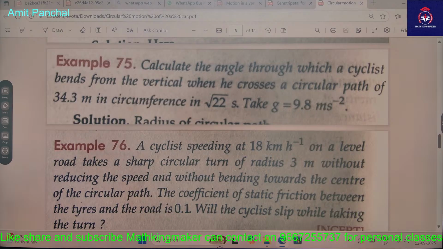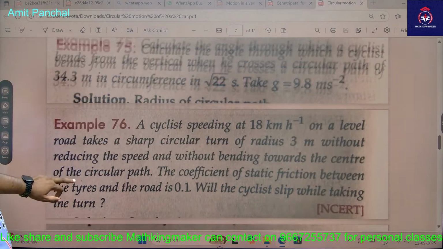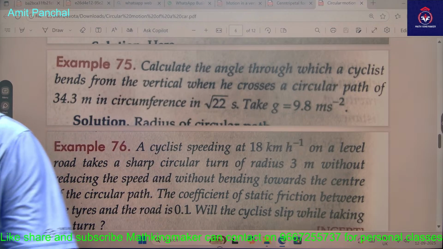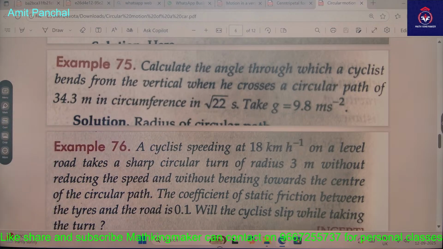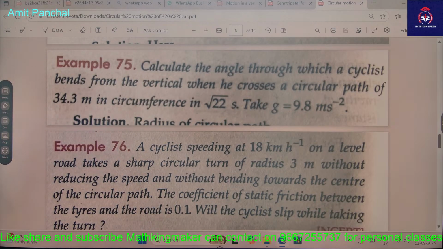Okay, just focus here, just do that 75th. It's a simple question. We'll put in the formula tan theta is equal to v square by rg, and everything you have, so that is calculated very easily. But we don't have v, sir. So v needs to be found out. The formula for v is root rg tan theta, and we don't have theta. V is the length of path upon time taken. Oh yeah, we must have this, the circular path.